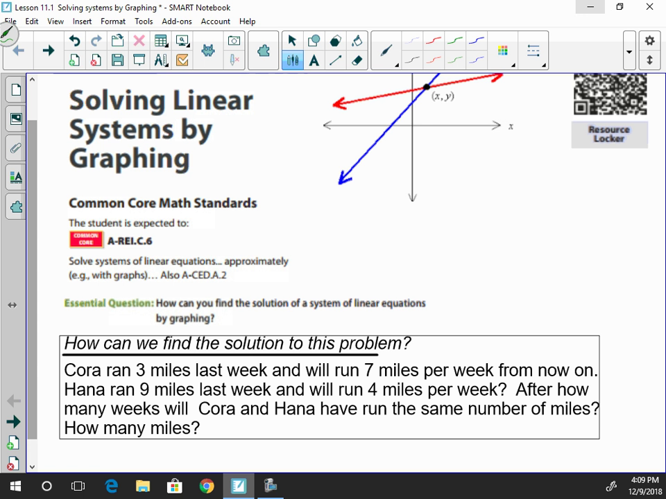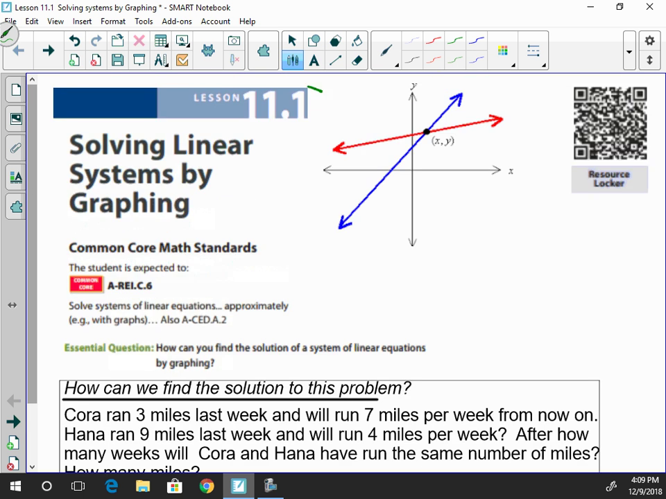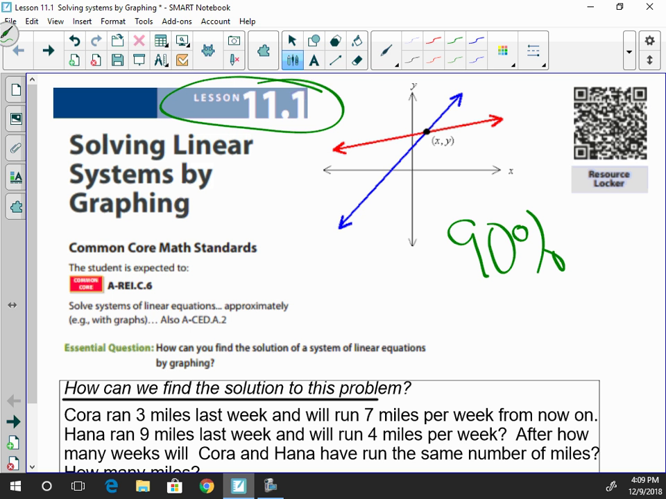All right, ladies and gentlemen, boys and girls, this is your video lesson for the day. We are talking about solving systems of linear equations by graphing in your online textbook. This is lesson 11.1. The good news about this lesson is that you know about 90% of everything you need to know for this lesson because you know how to graph lines.